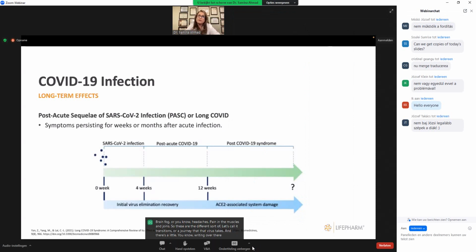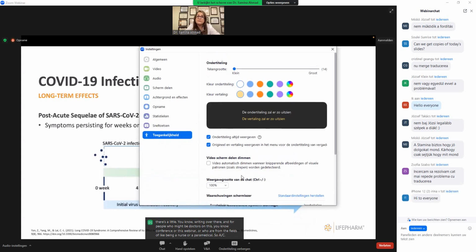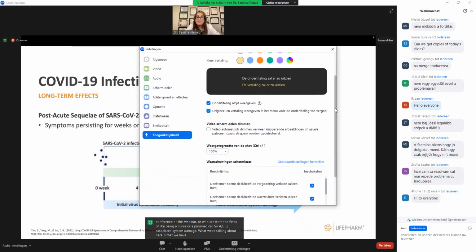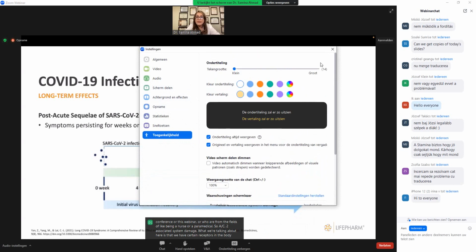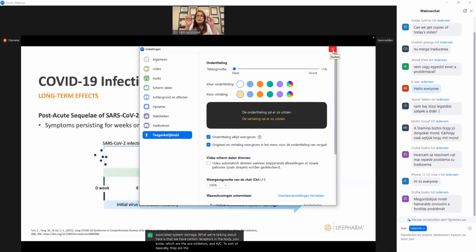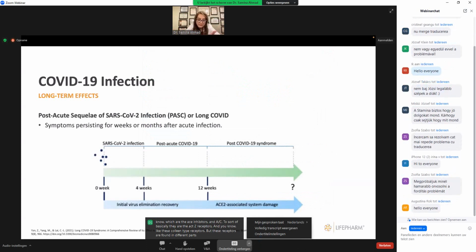And for people who might be doctors on this conference or webinar, or who are from fields like nursing or paramedical: ACE2-associated system damage. What we're talking about here is that we have certain receptors in the body, the ACE2 receptors. They're like these acetylcholine type receptors, but these receptors are found in different parts of your body. They could be in the lungs, in the heart, in the kidneys, or in the brain.